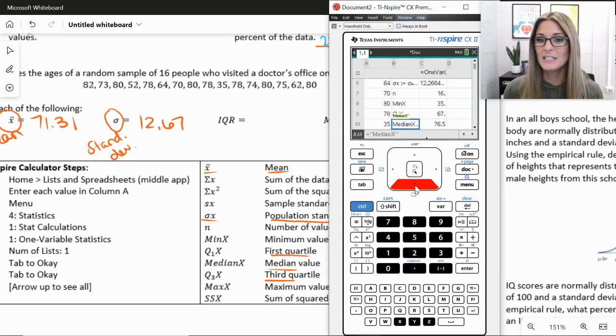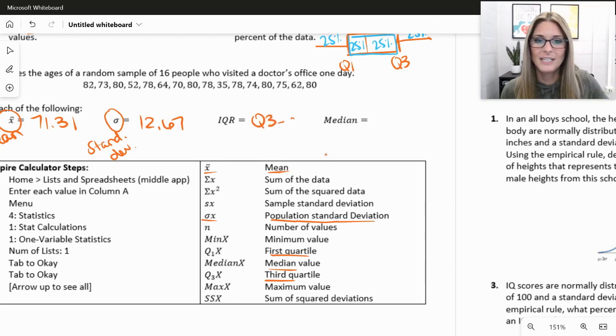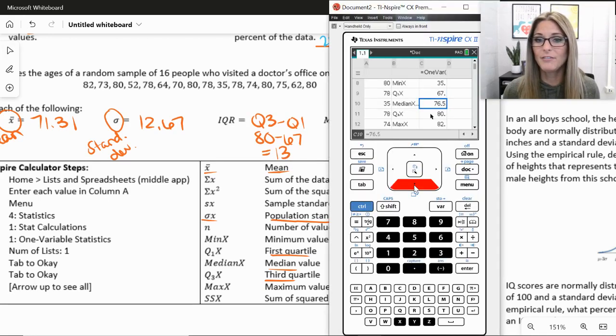Now, IQR is not specifically on here, but we are given Q3 and Q1. So let's arrow down. Here, Q3 is 80, Q1 is 67. I have to subtract it myself to get that IQR. So we're going to do Q3 minus Q1, 80 minus 67, so our IQR is 13. Back on the calculator, we do have the median listed, 76.5.